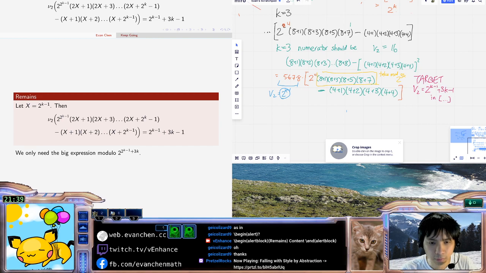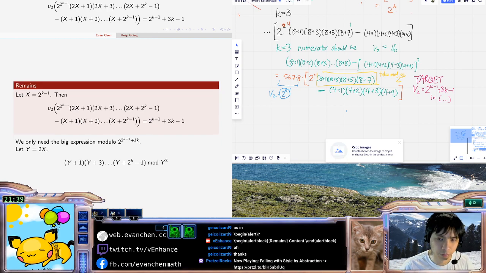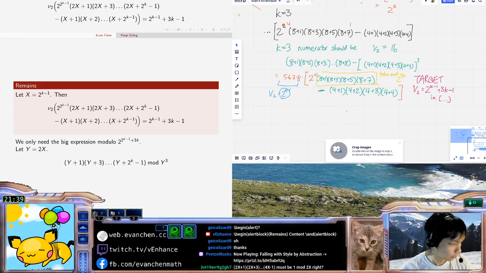So let's let y equals 2x, and y plus 1, y plus 3, dot dot dot, y plus 2 to the k minus 1. I'm allowed to take this thing mod y cubed. And the v2 of that won't change, assuming the problem is correct. Must be 1. I don't know exactly what it is, honestly. It'll be something. We'll find out in a moment. I don't know if it'll be 1 or something nicer than that. But okay, so the constant term is 1 times 3 times, so it's just 2 to the k minus 1 double factorial.